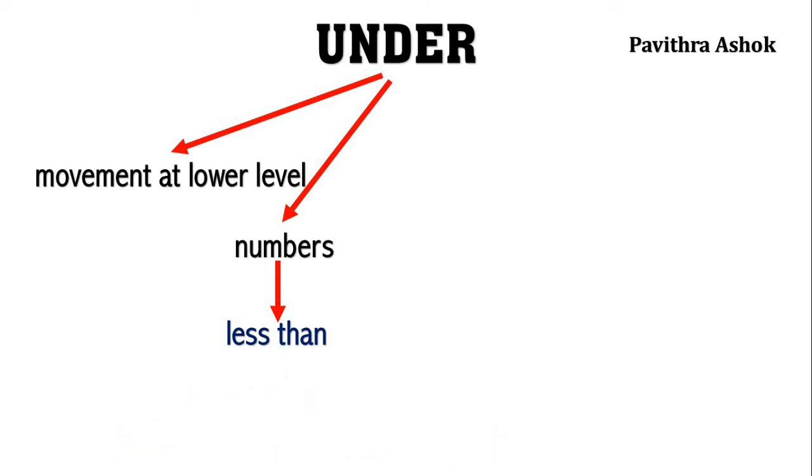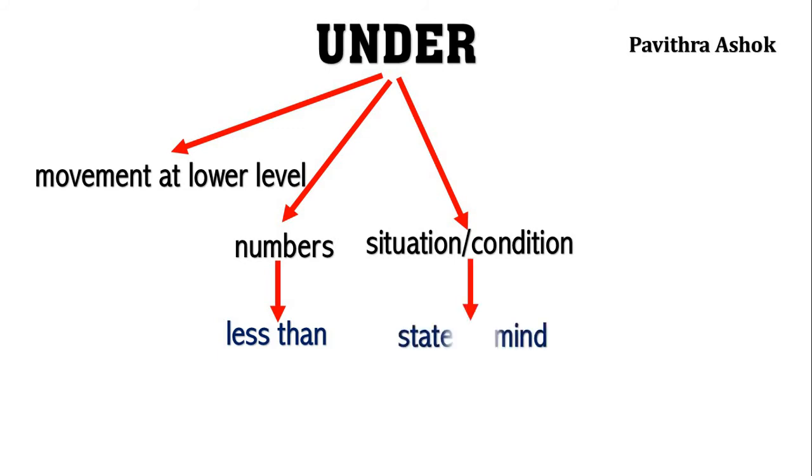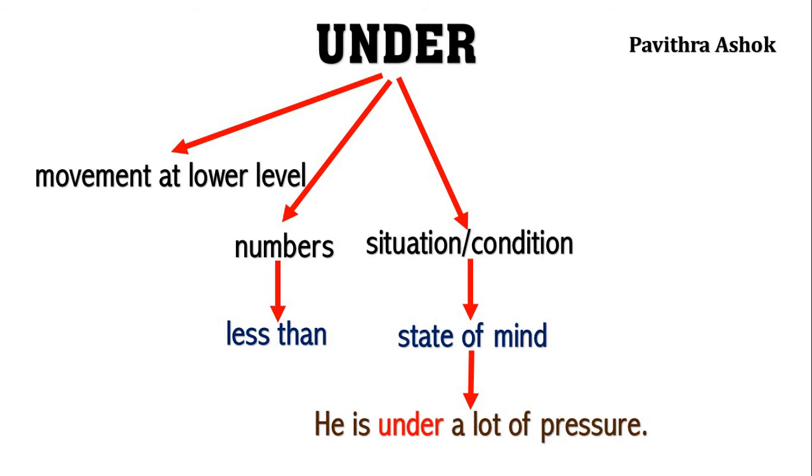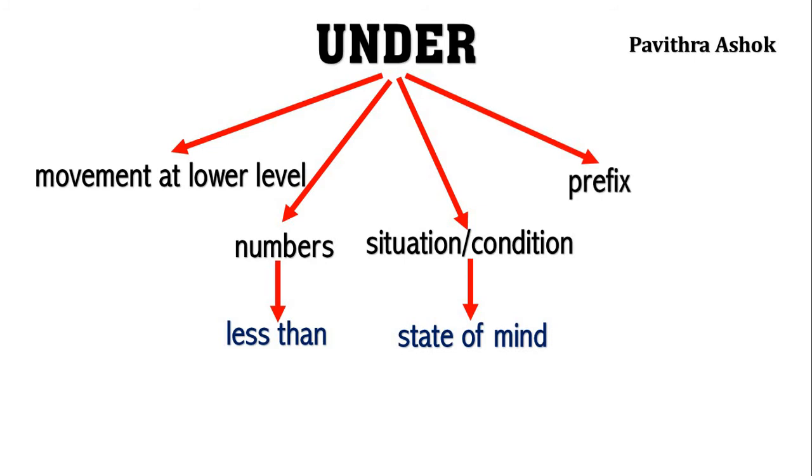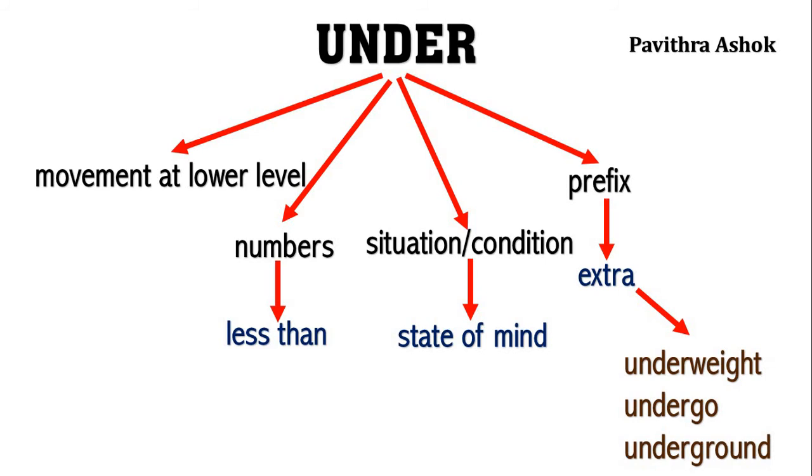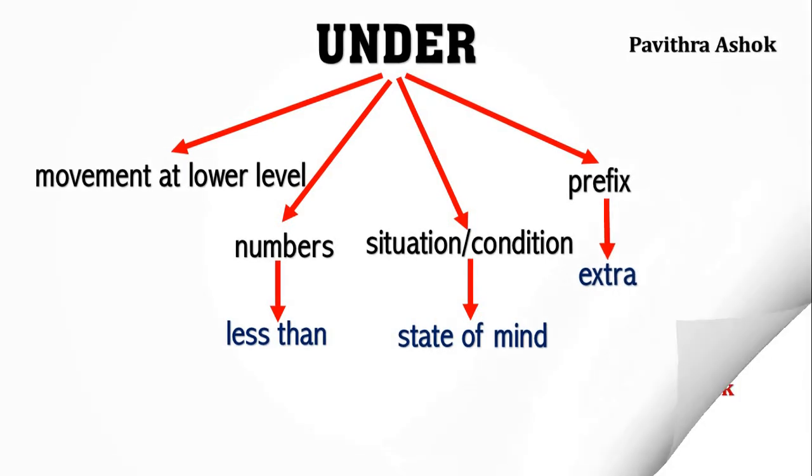We also use under for situation or condition, which describes state of mind. For example, he is under a lot of pressure. This shows that this person is in a critical situation or in a bad condition. We also use under as prefix. For example, underweight, undergo, underground. I hope it's clear now.